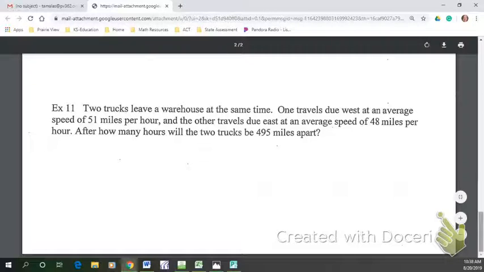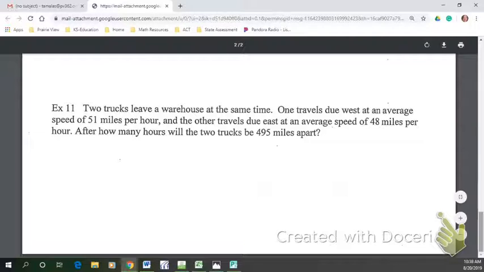Does everybody agree that their time is the same? They both traveled for the same amount of time. So the same time, but they have different rates. Do they have different distances? Yes, they do. But the question is, how many hours will it be when the two trucks are 495 miles apart? Right now, they are 495 miles apart. All right, you guys can sit down.